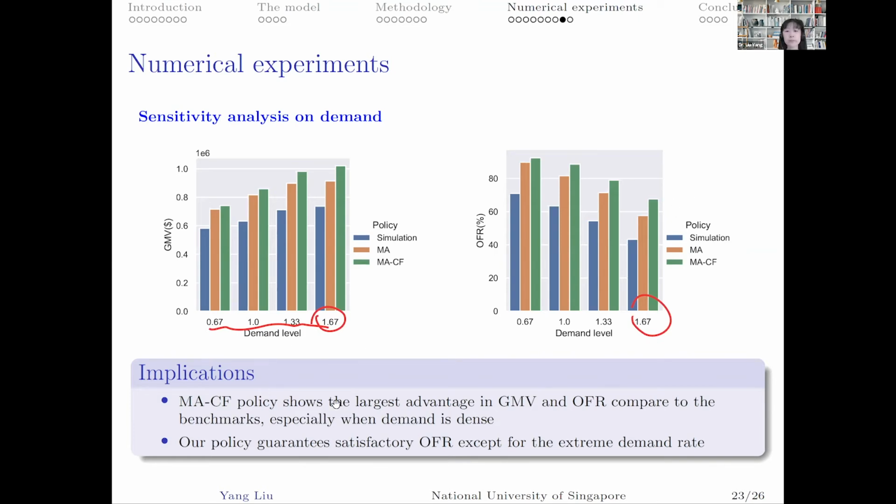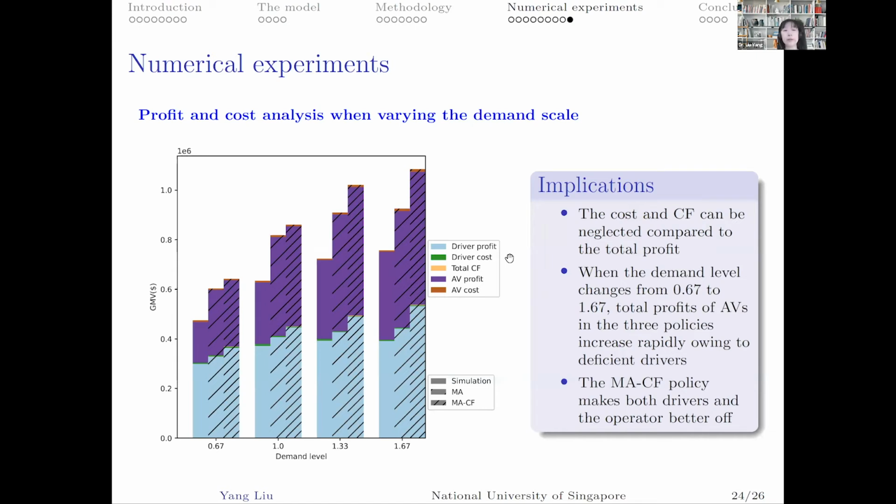And then lastly, we look at the profit and the cost. This plot illustrates the cost and the profit. We can see the proportion of the drivers' profit and the proportion of the AVs' profit. What we can see here is that the cost and the commission fee can be ignored, as they are quite small compared to the total profit. We suspect this is because of the parameter setting of our cost function. So we are still working on more numerical experiments.